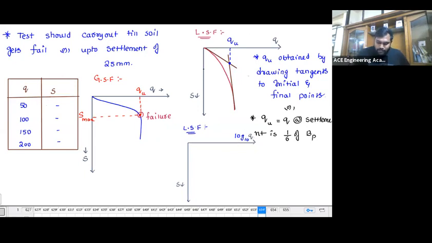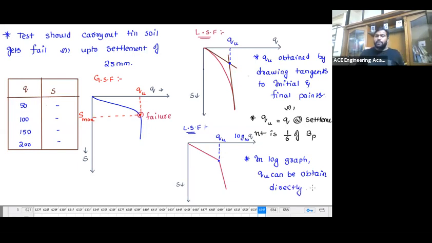we plot in log scale. When you plot in a log scale, this is how the graph is going to look. Now this is nothing but failure. Wherever there is a sudden change in the curve, you see sudden sharpness, this is nothing but the failure point. So in log scale, QU can be obtained directly.